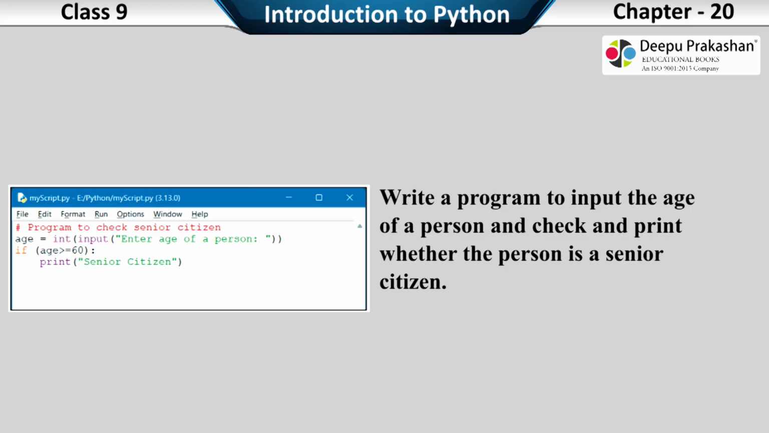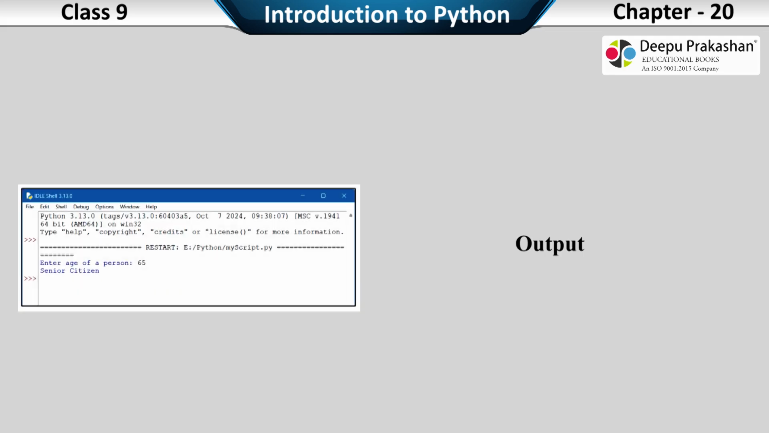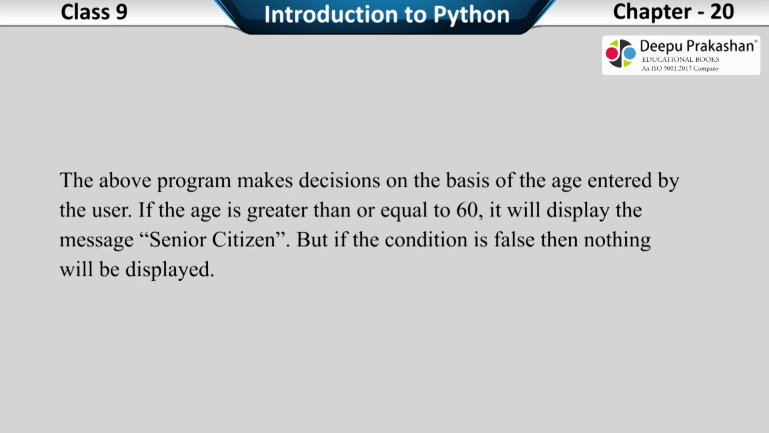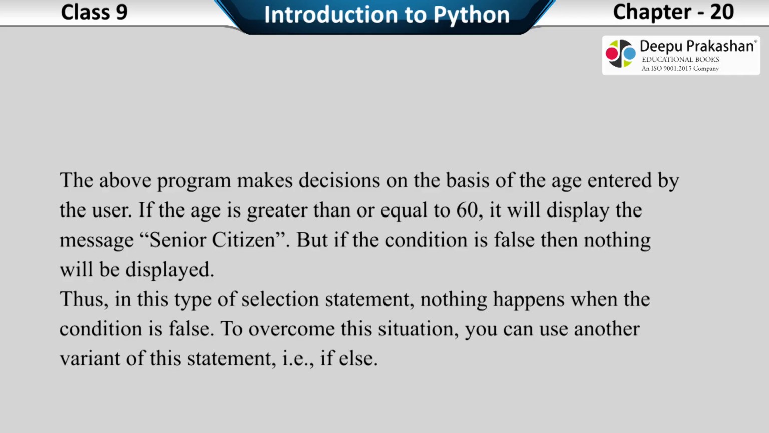Write a program to input the age of a person and check and print whether the person is a senior citizen. Output. The above program makes decisions on the basis of the age entered by the user. If the age is greater than or equal to 60, it will display the message senior citizen. But if the condition is false, then nothing will be displayed. Thus, in this type of selection statement, nothing happens when the condition is false.